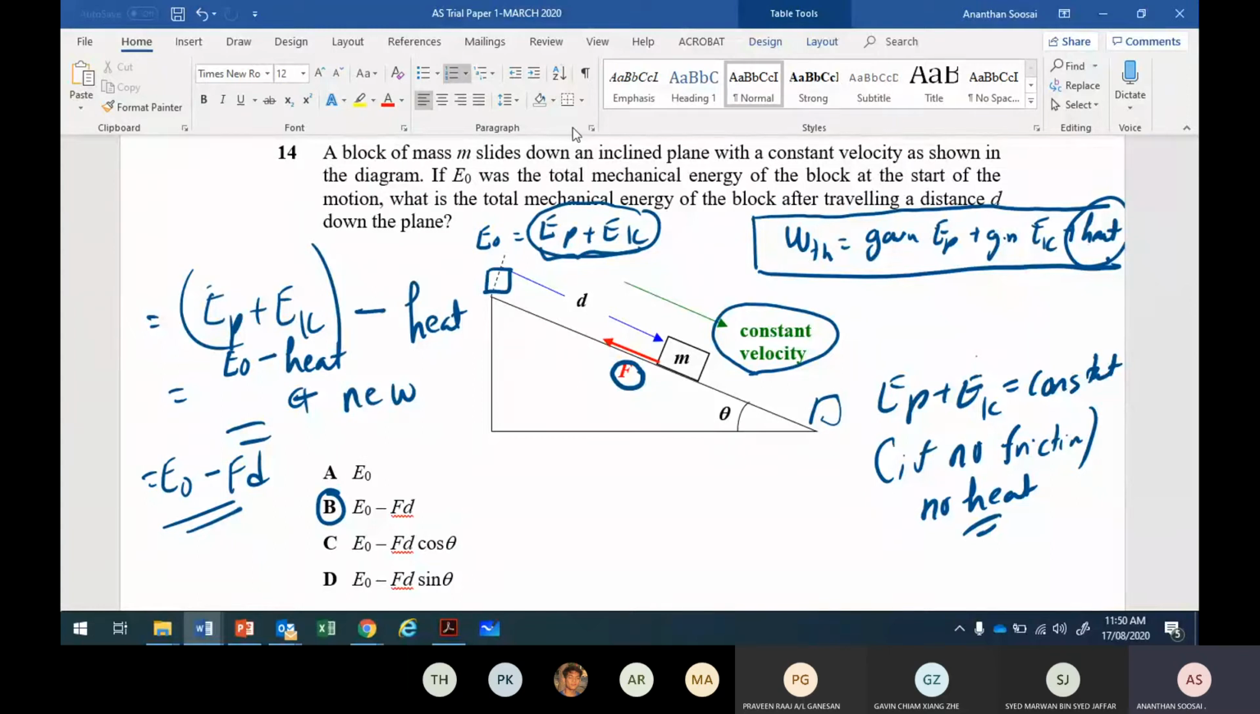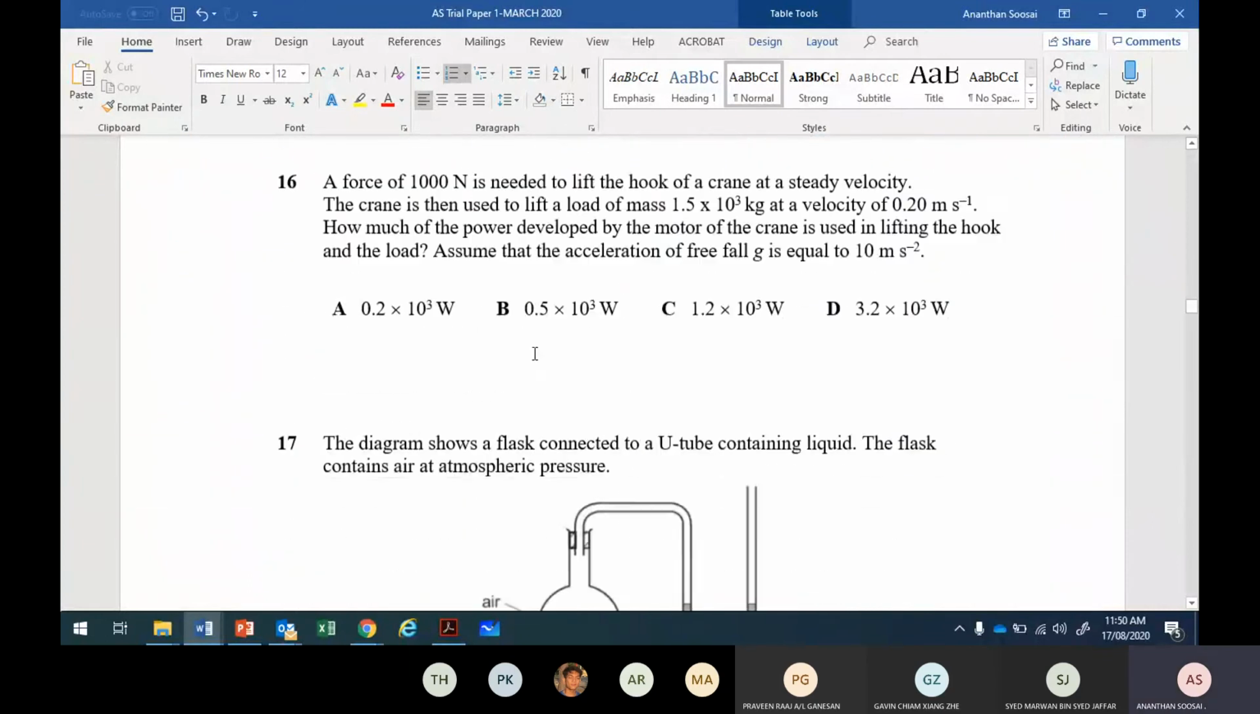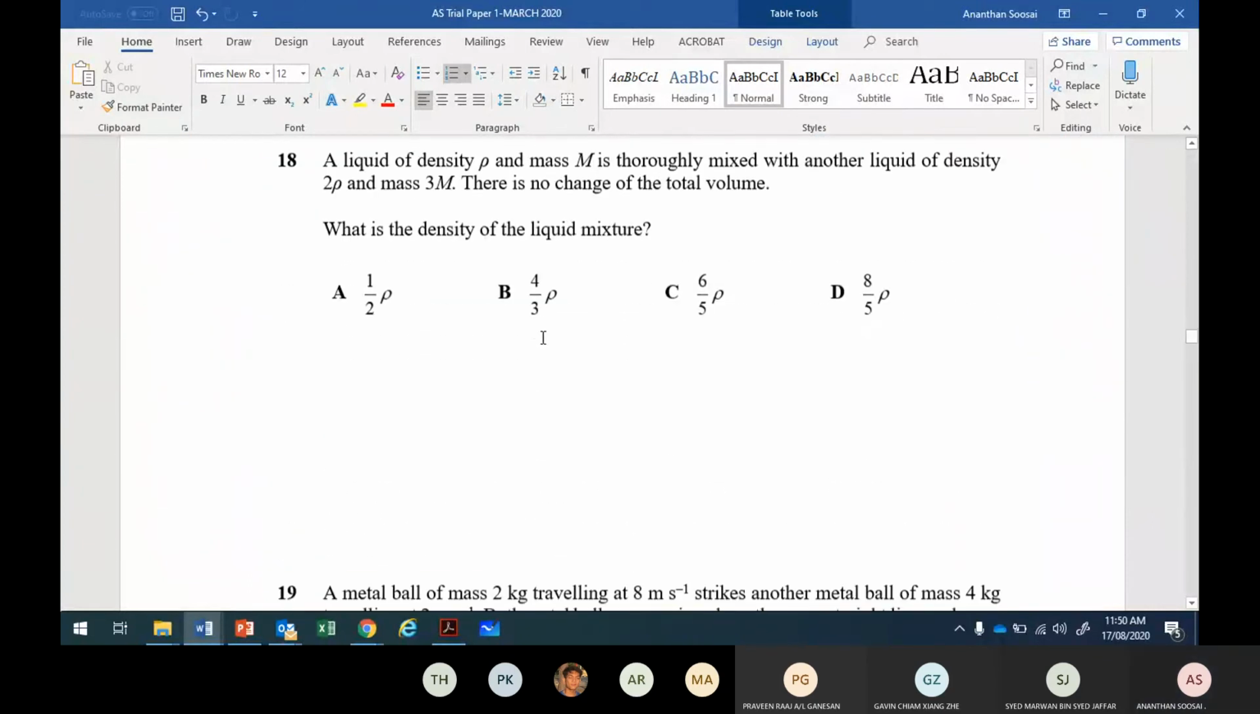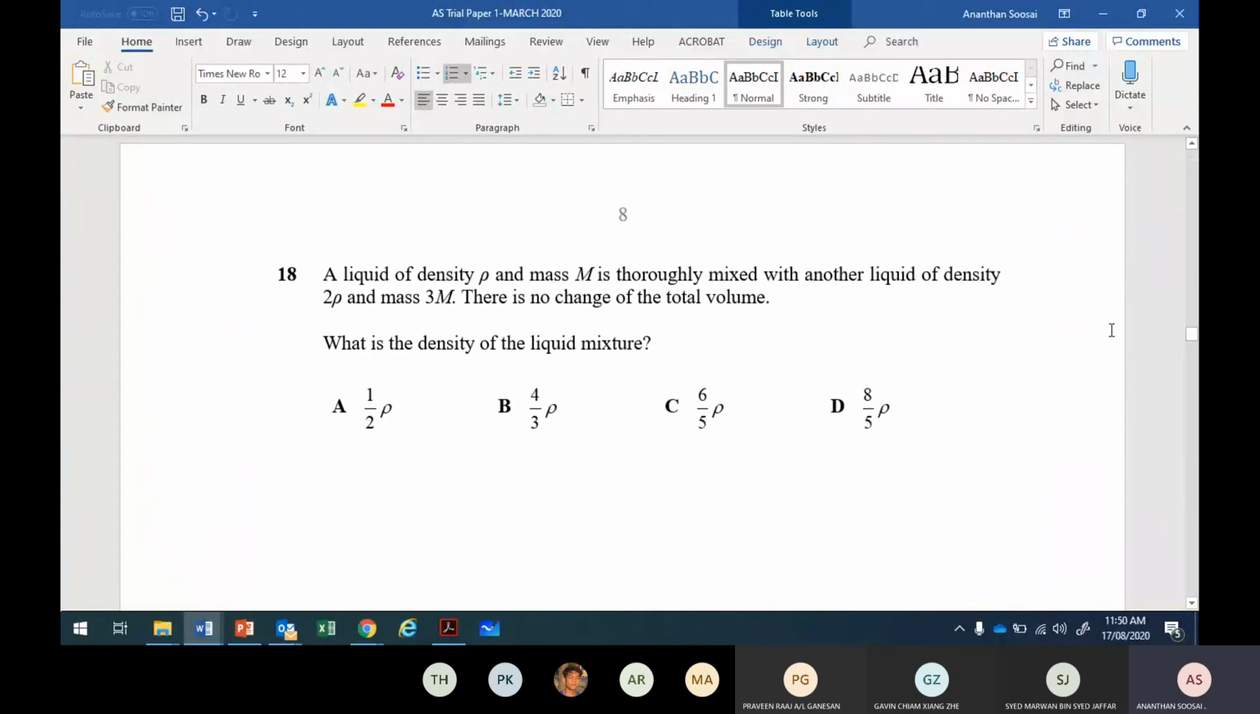Okay, next is what? 18. Let's look at 18. A liquid of density rho and mass m is thoroughly mixed with another liquid of density 2 rho and mass 3m. There is no change of total volume. What is the density of the liquid mixture?